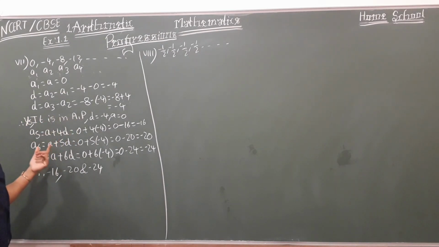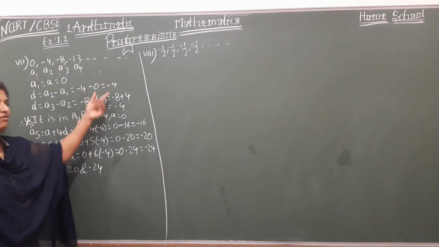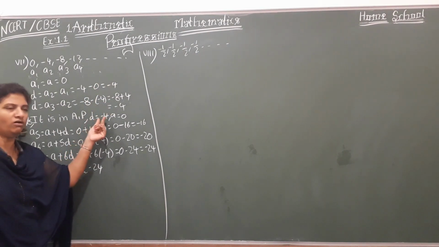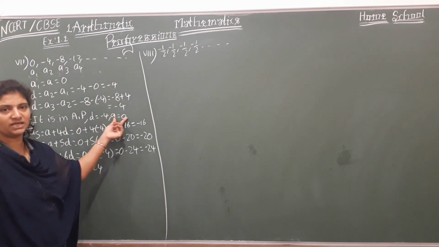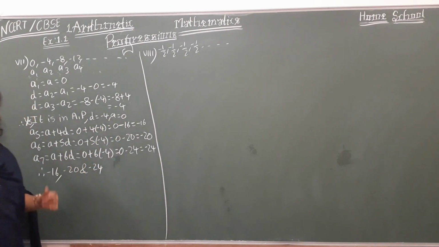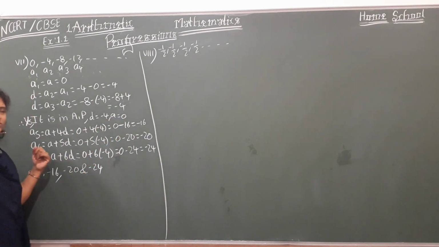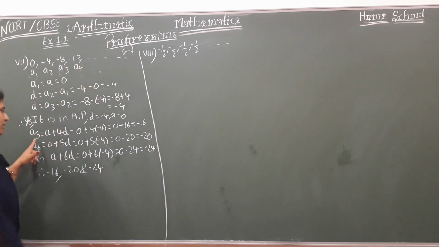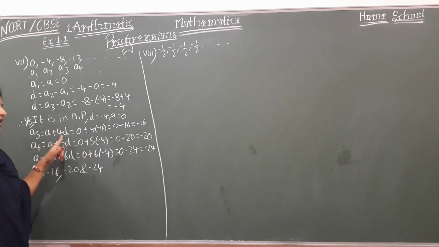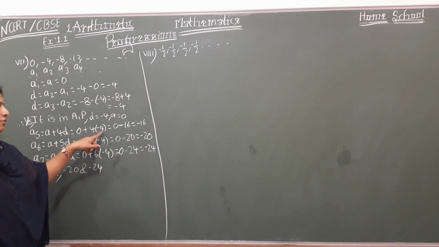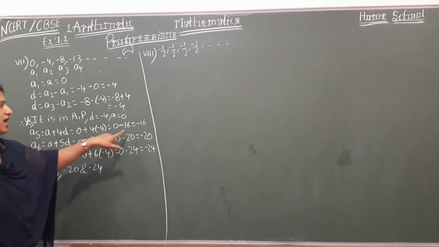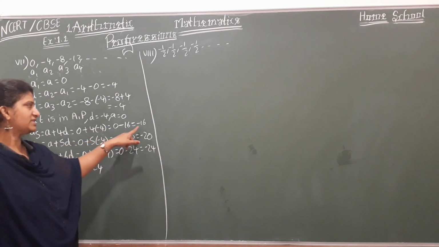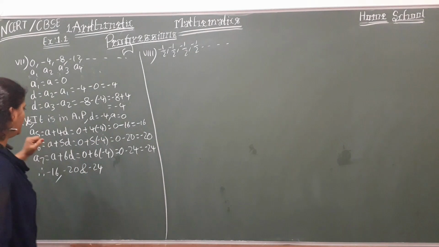If it is in AP, find D is your question. Already we found that the common difference D is equal to minus 4. What's the first term? A is equal to 0. Find the next 3 terms. 4 terms are here, children. So what will be the next term? The 5th term A5 is equal to A plus 4D. That is 0 plus 4 into minus 4. Plus into minus is minus. 4 4s are 16. 0 minus 16 will be minus 16.